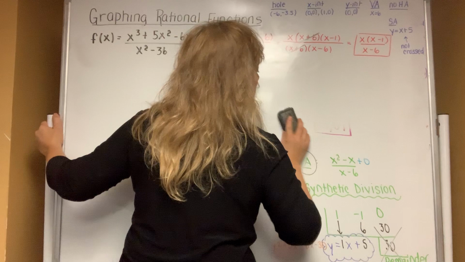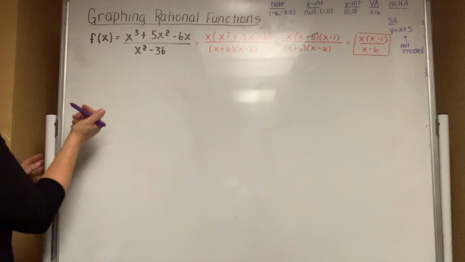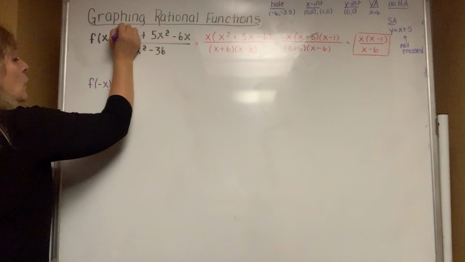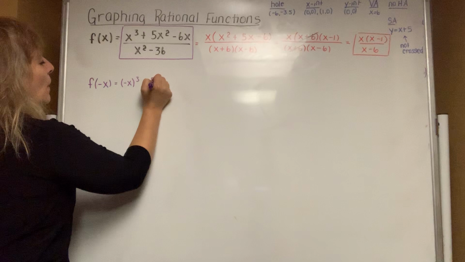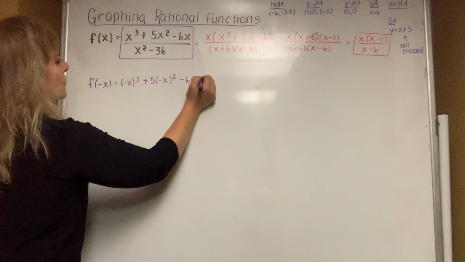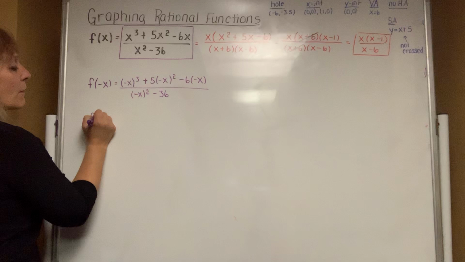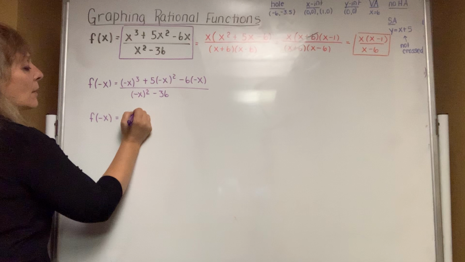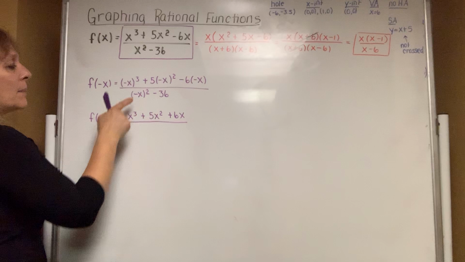And the next thing I'm asked to do is to figure out the symmetry. So when it comes to symmetry, what you need to do is evaluate the original. You cannot use the reduced version. You have to use the original at negative x. So if you plug in a negative x for all the x's that show up across the entire problem, in the numerator and also in the denominator, you're ready to go. I want you to simplify all the signs on the right hand side. A negative to the third power is still negative. A negative to the second power is positive, and a negative times a negative is positive. In the bottom, a negative to the second power is positive, and this is what I have.